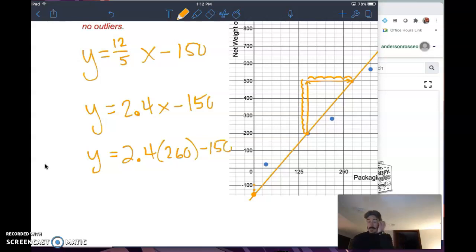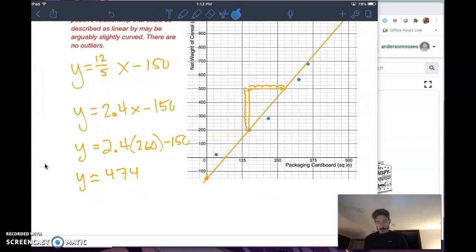Okay, and here's where I've got to use probably just a real quick calculator. Clear that off. Follow my order of operations. 2.4 times 260. Hit enter. And then I subtract the 150, and it looks to me like this is going to be 474. Now, do yourselves a favor. Write this up. Write it in a sentence. I would write to the executives that I expect this to hold 474 grams worth of cereal.